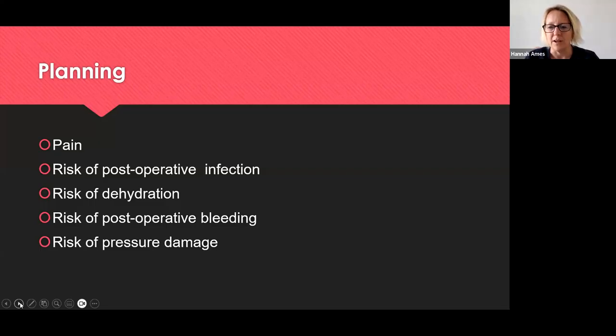And then we've also got all our kind of risk of care plans, so risk of post-operative infection, risk of dehydration, they're vomiting, and are going to be nil by mouth. There's always that risk of post-operative bleeding, and they're going to be immobile for some time. They're going to be on the theatre table. They're obviously in pain. They're not going to be mobilising very much with that hernia at the moment, so they are at risk of pressure damage.